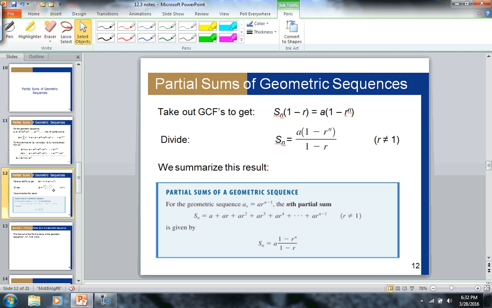Okay, so we're actually going to have this right down here as our equation. So our partial sum for a geometric sequence is going to be a, and remember that's really a sub 1, times 1 minus r to the n over 1 minus r. And again, r is your common ratio, n is the term you're trying to find, and remember that that a is really your first term, a sub 1.